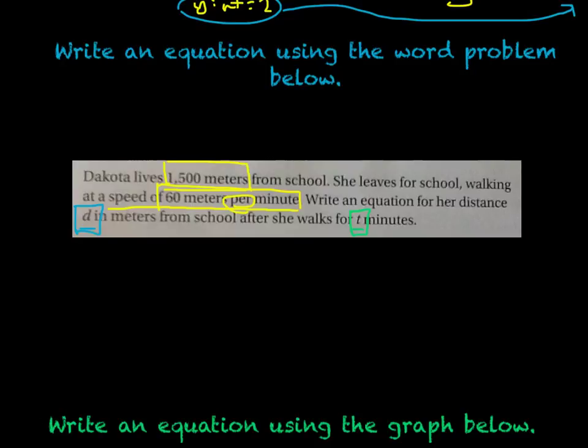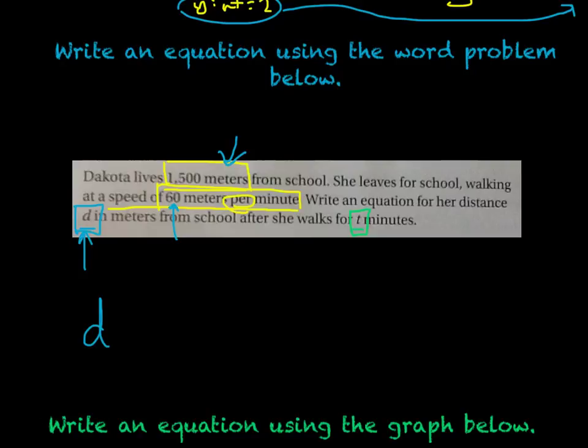Let's think about, would this problem become a decreasing graph? Would it slowly decrease, or would it slowly increase? We're looking at distance, and it looks like she's going to school. So I'm thinking that 1,500 meters should slowly decrease. So something in here, either this meters from school or her walking, needs to be negative because we're going to decrease.